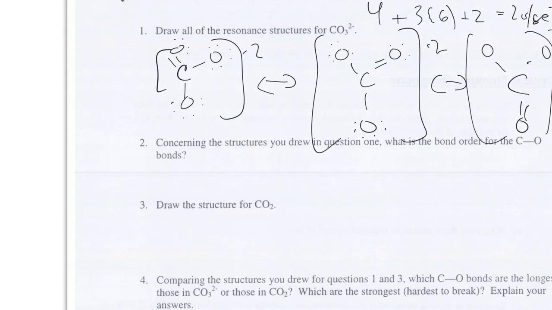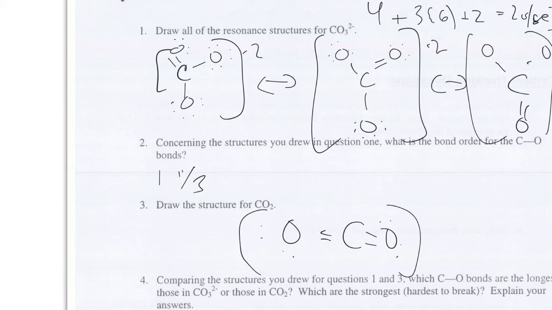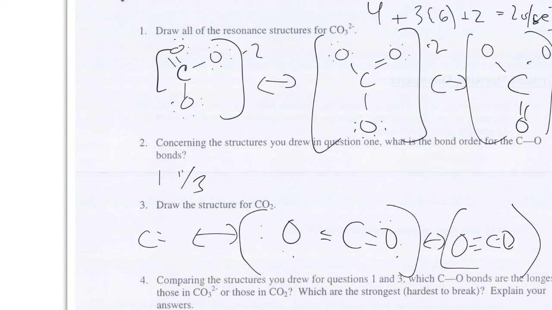Concerning the structure you drew in question 1, what is the bond order? 1 1/3. CO2 could be this, or it could be this, or it could be this.